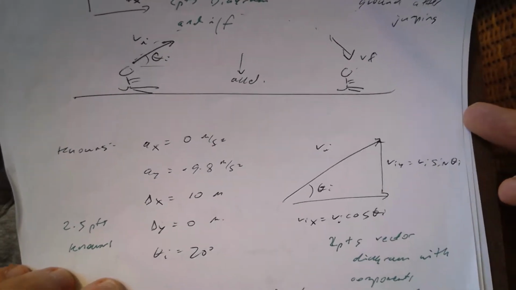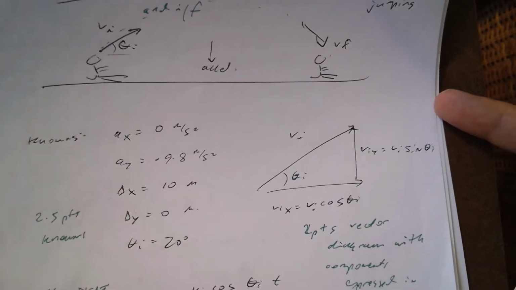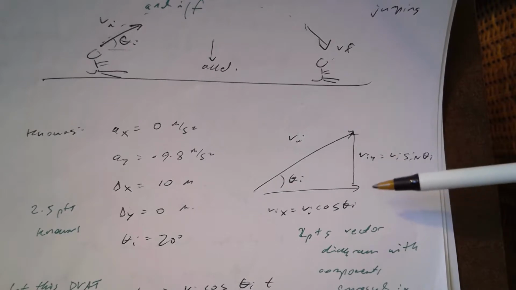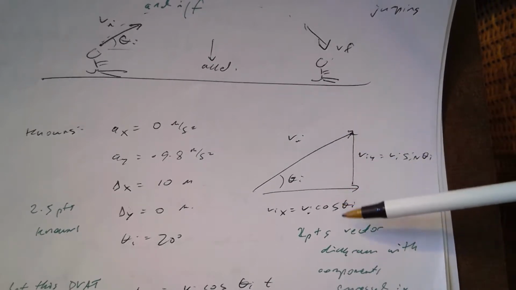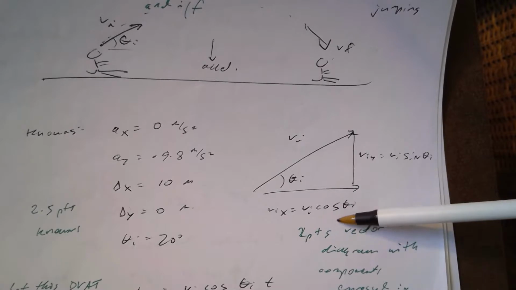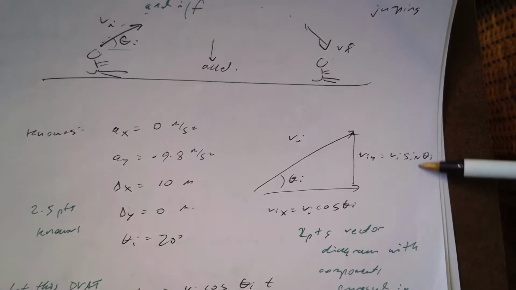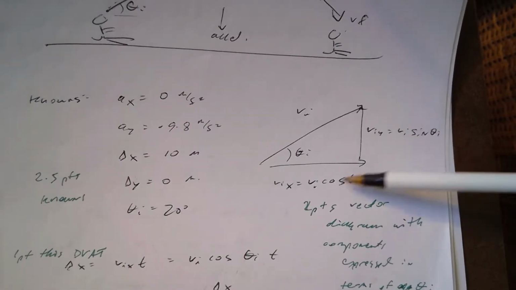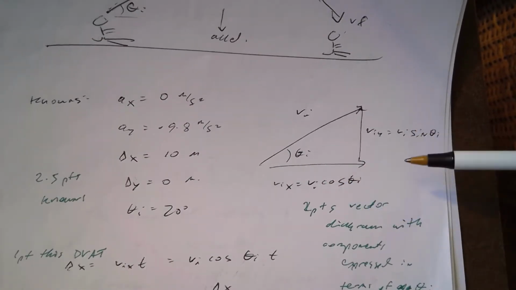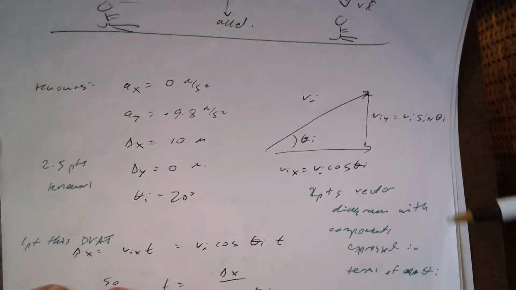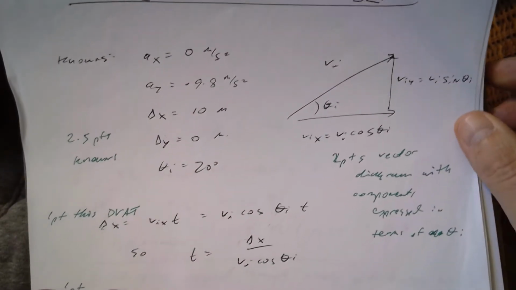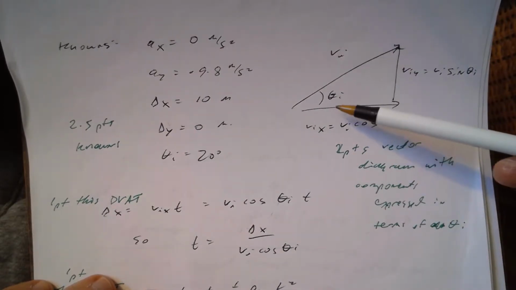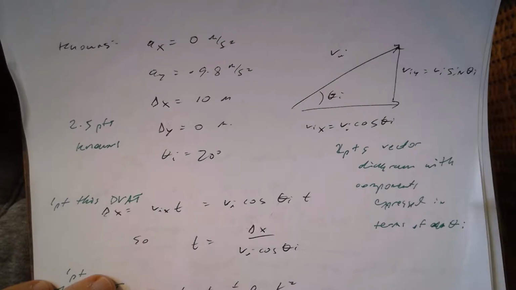So what we're going to have to do to use our DVAT formulas is make a vector diagram for that initial velocity separate from the picture, and we're going to find the components VIX and VIY in terms of that angle that we're given. And it'll also be in terms of the initial speed VI, which we don't know, but that's okay because that's what we're going to solve for. Alright, so VIX is VI times the cosine of that angle, and VIY is VI times the sine of that angle.